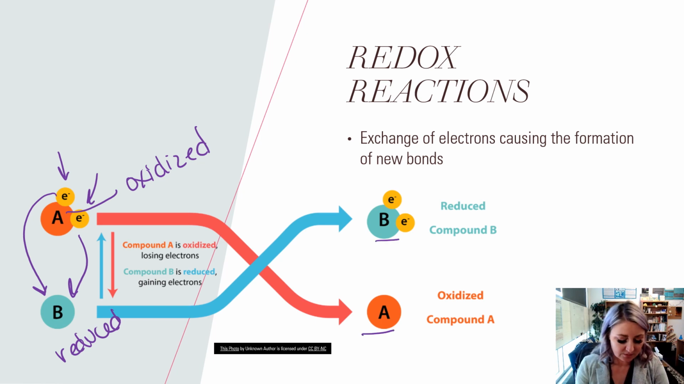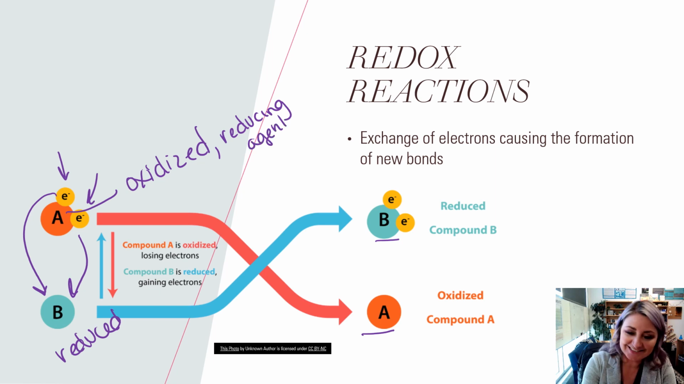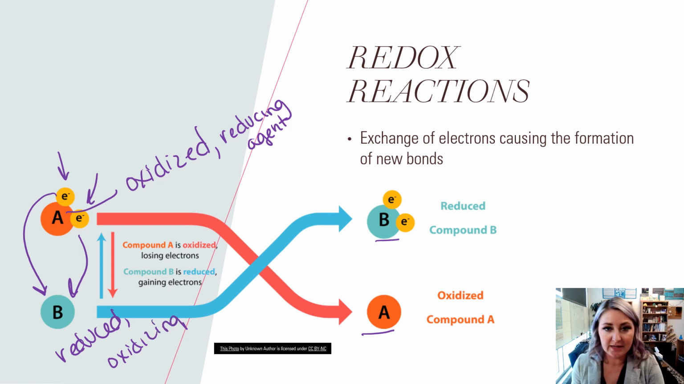And we also use the terms oxidizing and reducing agents. So if I'm oxidized, I am a reducing agent because I cause the other species to be reduced. And if I am reduced, I am an oxidizing agent. So again, we're just following those electrons.